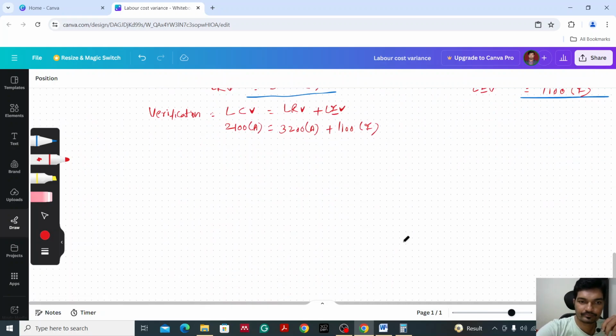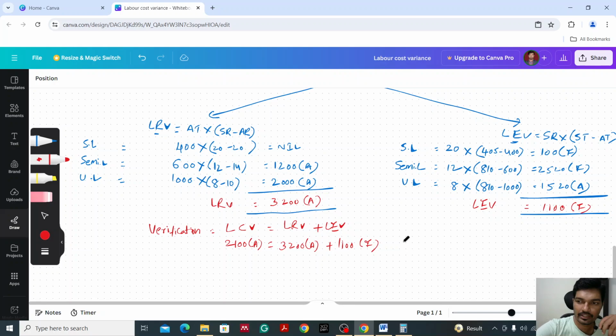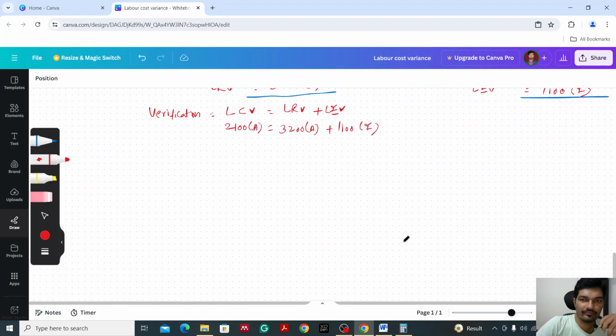Then the next component under the LEV, labor efficiency variance.